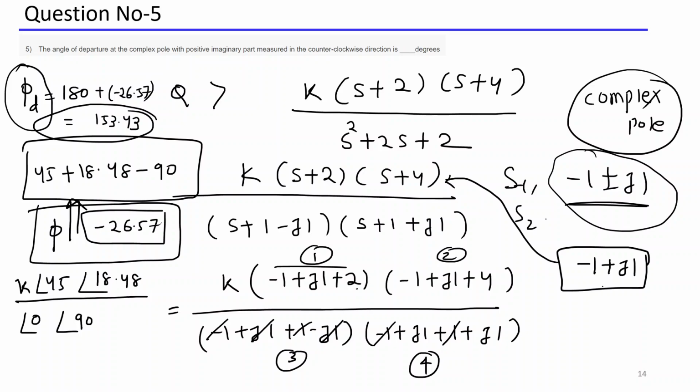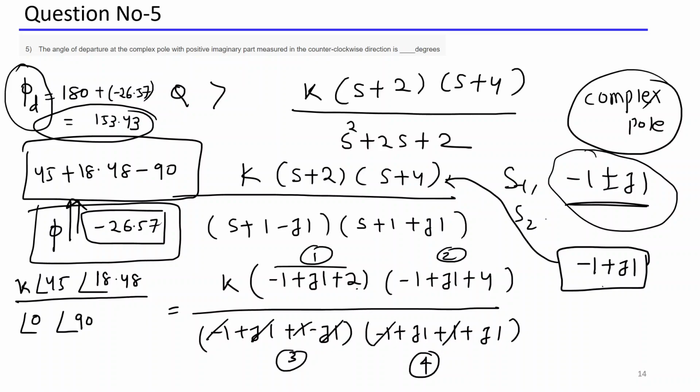In your mind, you have to decide whether I require to find out angle of departure or I require angle of arrival. So look at the question. See whether the complex pole is there or complex zero is there. Complex pole is there, sir. Whenever you see that a complex pole is there, then you need to find out the angle of departure. Whenever you require angle of departure, add that angle to 180. You will get the angle of departure.